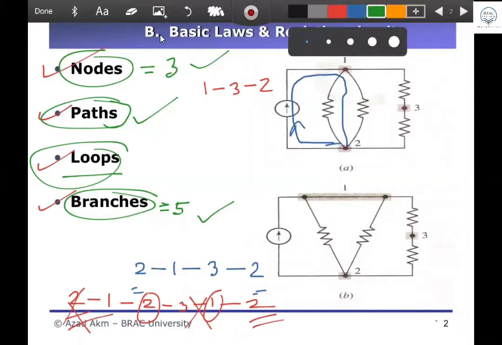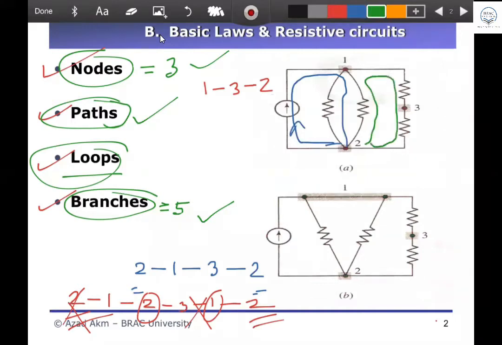For example, you can start from 2 and come back to 2, or start from 3 and come back to 3. It doesn't matter. This is one loop, this is another loop. There are 2 loops like that, and you can find another loop in between also. But the condition is that the first point and last point should be the same, and in between there is no repetition. Then it is a loop. This is the definition of loop. So I think everybody is clear about path and loop.